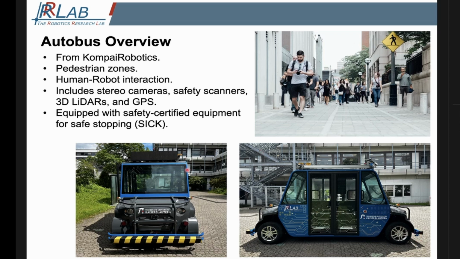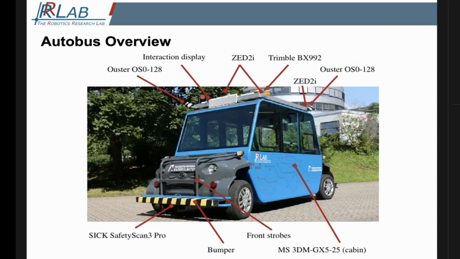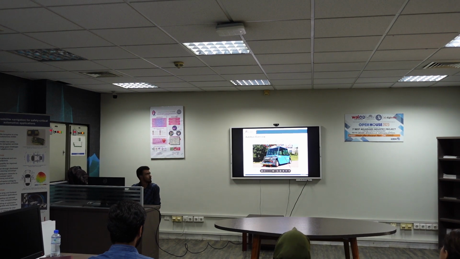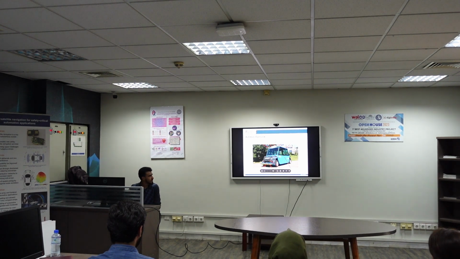Also, the system was equipped with safety certified equipment for safe stopping. This is just to add a layer of safety on the bus. If everything went wrong, we still want to ensure that it is safe to drive around people. There's another image of the bus and the placement of some of the sensors. You can see them here.